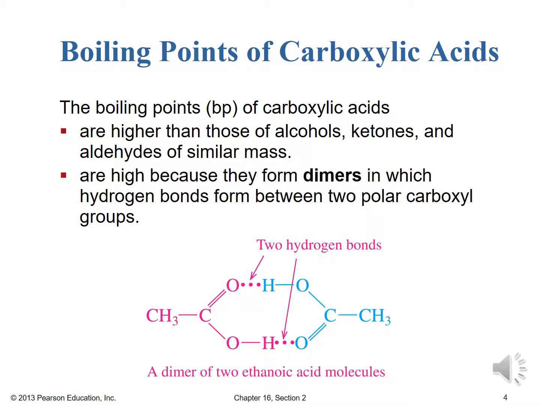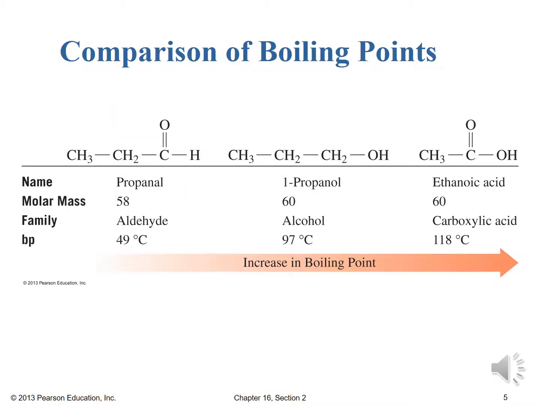carboxylic acids. So if we take a particular example here, let's look at 3-carbon aldehyde, primary alcohol, and carboxylic acid. So if we look at propanal, its molar mass is 58, it's an aldehyde, and its boiling point is 49 degrees Celsius. For the corresponding alcohol, 1-propanol, we have a molar mass of 60. It's an alcohol, and as we said, the alcohols can hydrogen bond, so they do have higher boiling points than the aldehyde or ketone that would be roughly the same molar mass, and so we see that here with a 97 degree Celsius boiling point.